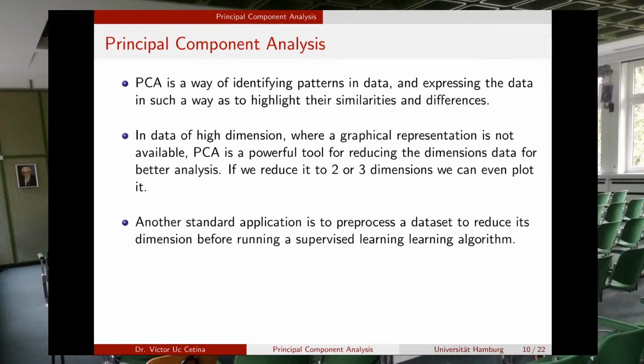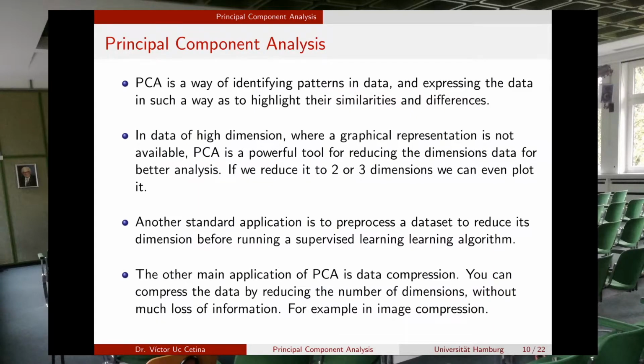A second application is to reduce the dimension because it is a pre-processing step towards the application of a supervised learning algorithm. So this would be another important application of PCA, to reduce the dimension, not only for analysis, but because you are going to use that data set in a supervised learning problem, like for classification or regression.